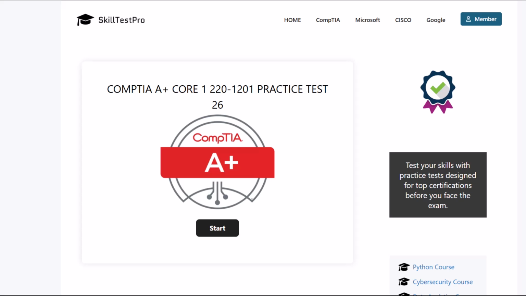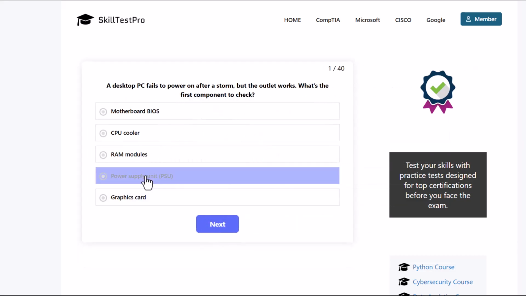Today we are going to do another 40 questions of the CompTIA A+ Core 1 exam, which is 220-1201. And these are questions for the latest exam, which was released in 2025.